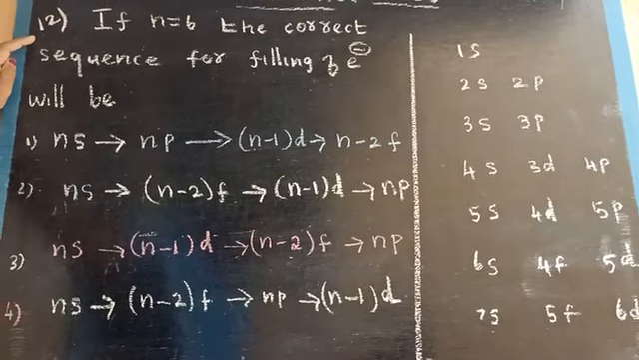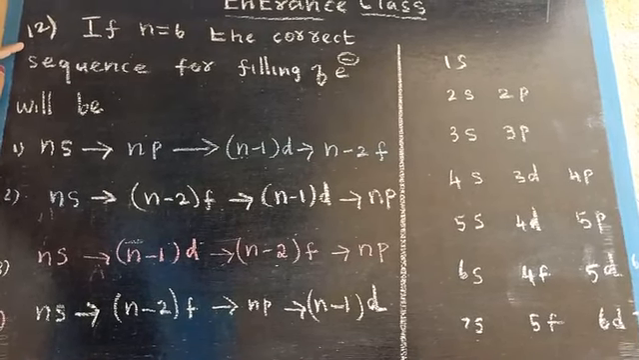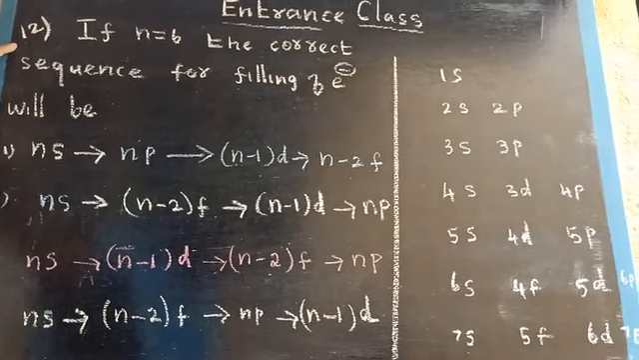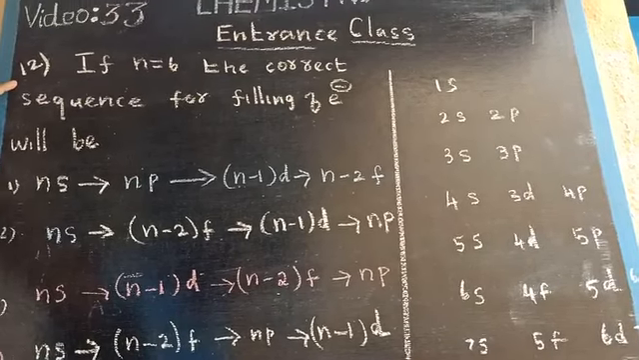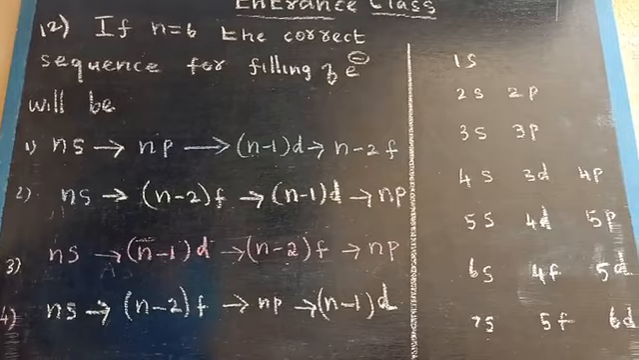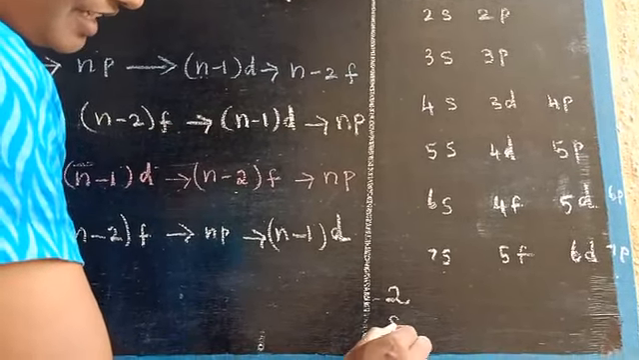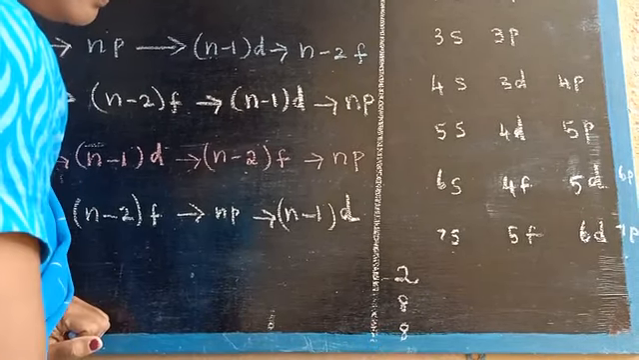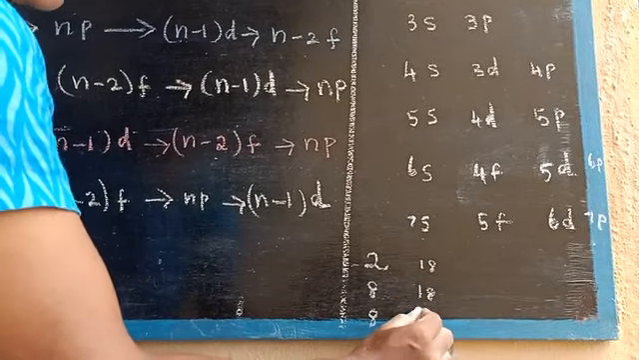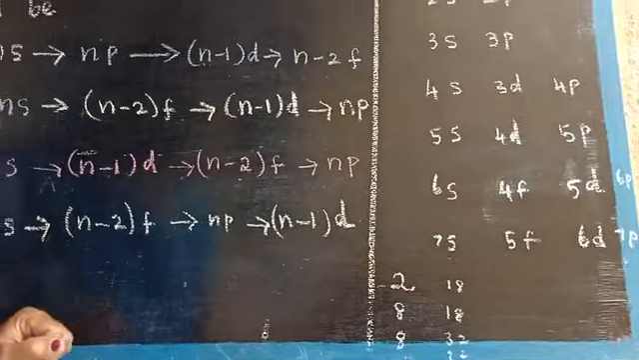Children, next question: if n is equal to 6, they ask for the correct sequence for filling electrons. Now, in 11th standard we studied the periodic classification lesson. In periodic classification, how many elements does the first period contain? 2. Second period 8, third period 8, fourth period 18, fifth period 18, sixth period 32, and seventh period 32, but incomplete.